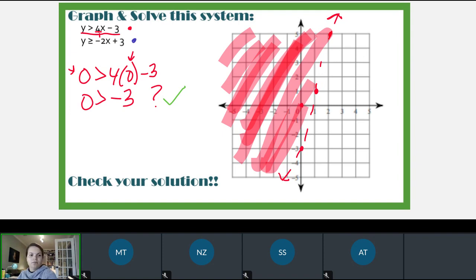Alrighty, so now let's do the next one in blue. I'm going to plot my y-intercept at +3. Then I will use my slope, which is -2 or -2/1. So I'm going to go down 2 to the right 1. And I will put a solid line here because I have greater than or equal to.